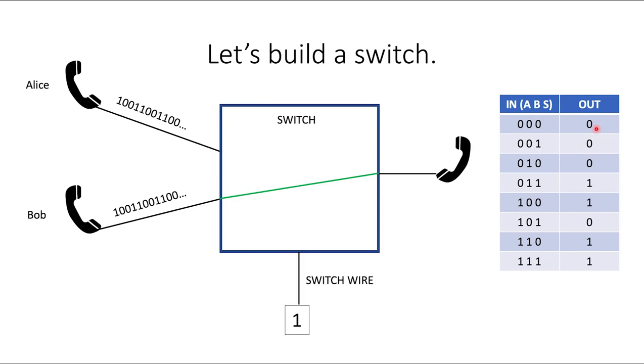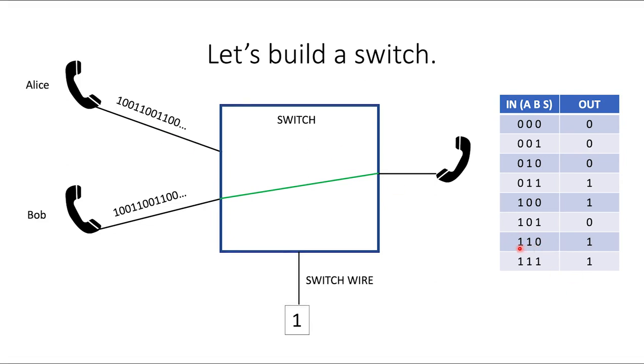The same thing applies for all of these, so maybe we'll look at this fourth one. If the switch wire is a 1, that means that I'm listening to Bob. So what's Bob saying? Well, Bob is sending me a 1. So the output is a 1. Similarly, let's say I'm here in the second to last row, the switch wire is on 0, which means that I'm listening to Alice again.